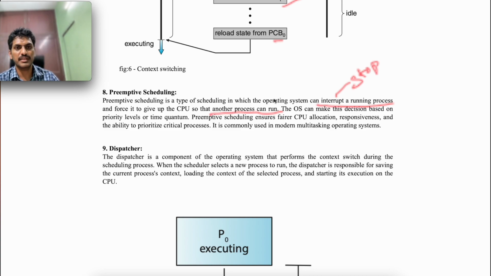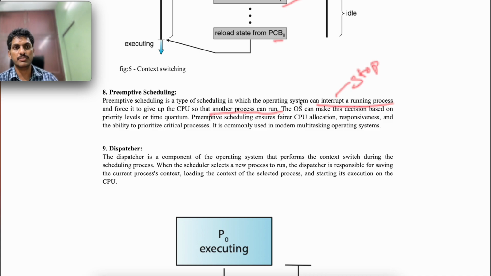So in normal, if it is not preemptive, when a process is running, suppose process 0 and 1 are there. Process 0 is running. If you want to run process 1, you need to wait till the completion of process 0.